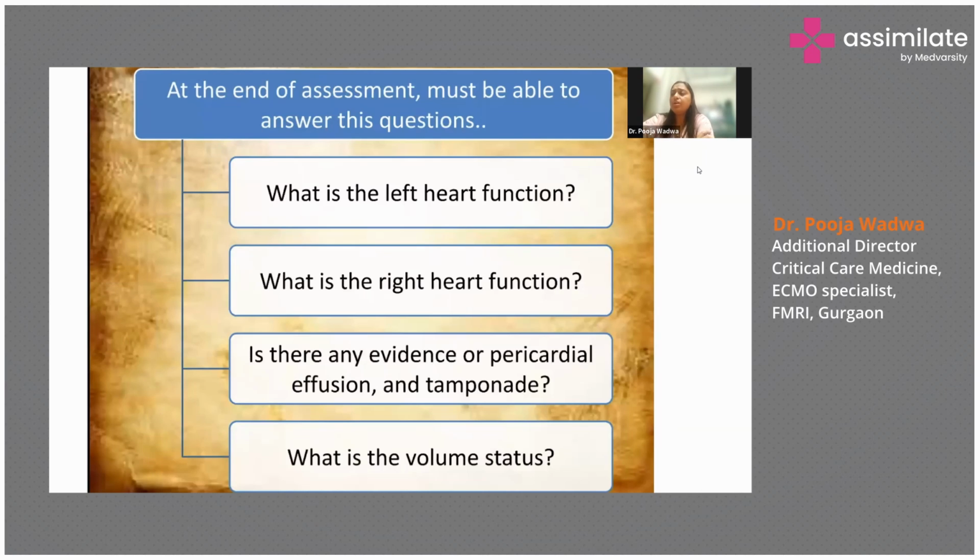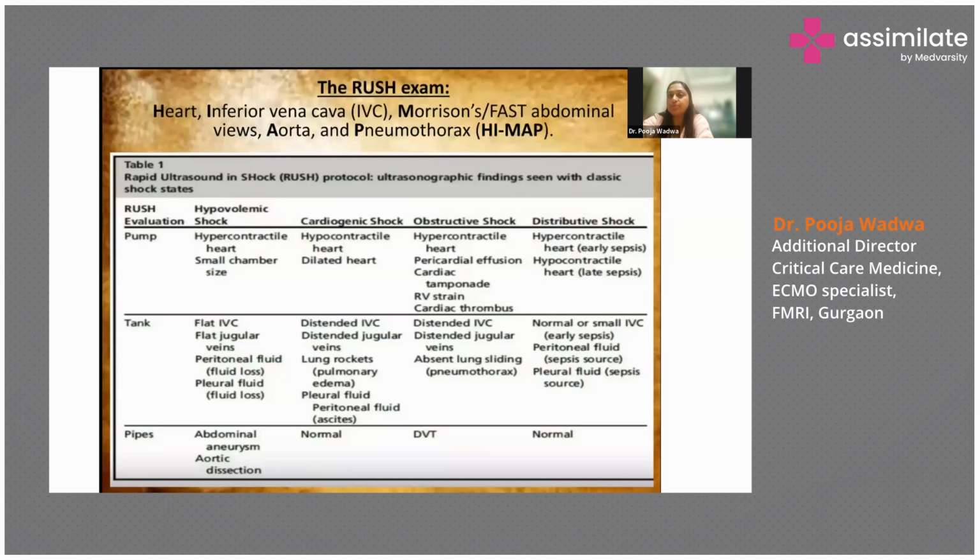Now, when you want to do assessments, after you do the assessment, how do you know whether your assessment is complete or not? It's only complete if you are able to answer the questions for which you were trying to do the echo: your heart function, whether it's right side or left side; if there is evidence of pericardial effusion or tamponade; and last, what is the volume status of the patient. So these are the basic 4 points because of which we want to do echoes in ICU.